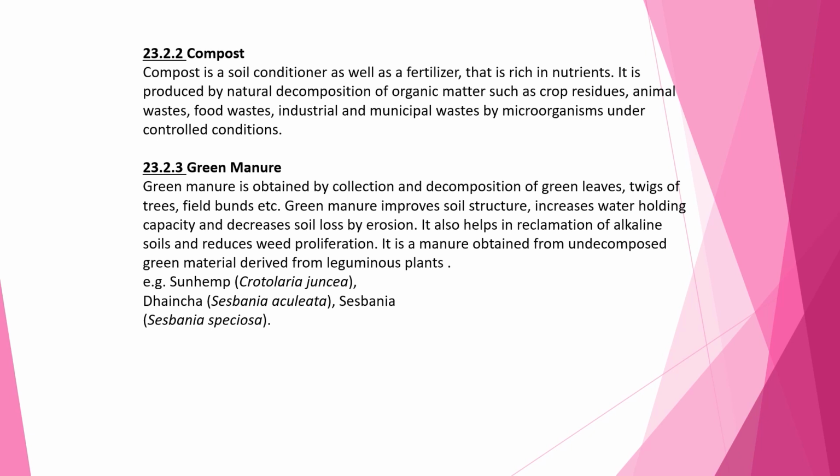It is the manure obtained from undecomposed green material derived from leguminous plants. Example, sun hemp, binomial Crotalaria juncea. Then Dhaincha, Sesbania aculeata, and Sesbania speciosa. Dhaincha is Sesbania aculeata and Sesbania species is Sesbania speciosa. I hope you follow this. So this is for green manure.